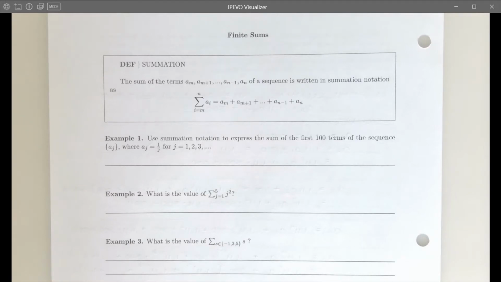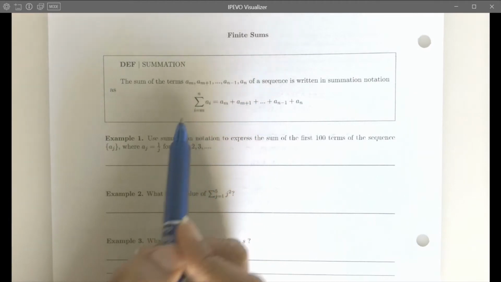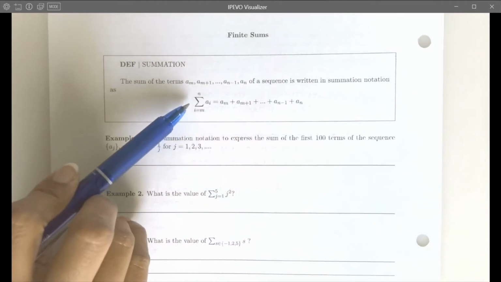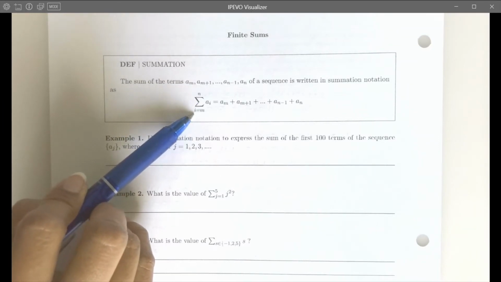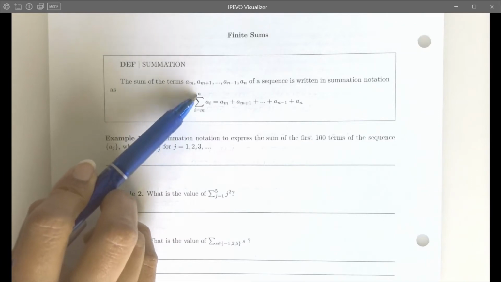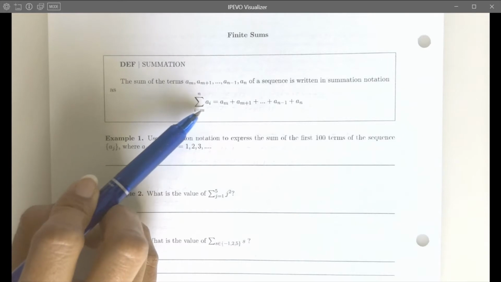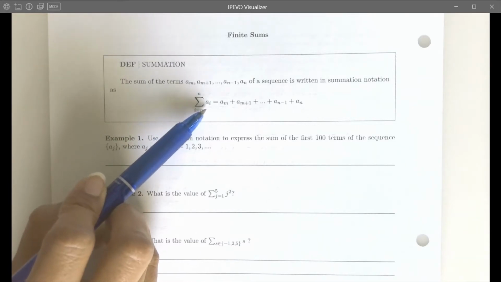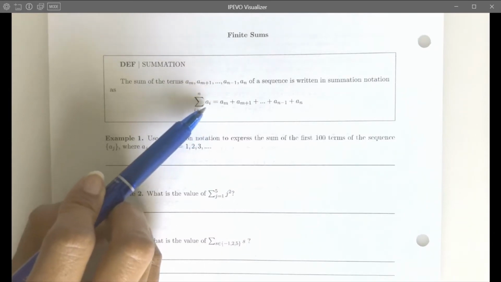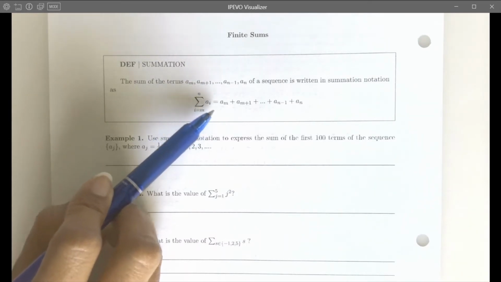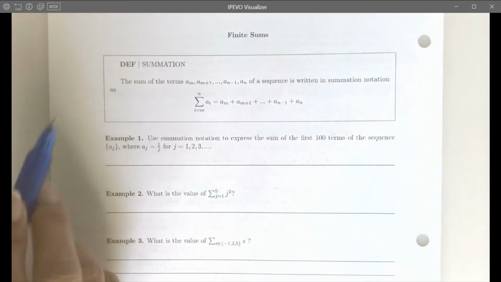So the sum of the terms a_m plus 1 down to a_n of a sequence is written more compactly using this notation here. This is read as the sum from i equals m, which is our starting index, to n, which is our ending index, of a_i. The i is a dummy variable. We can think of this as the iterating variable that changes value at every iteration, starting with m, then m plus 1, all the way to n.